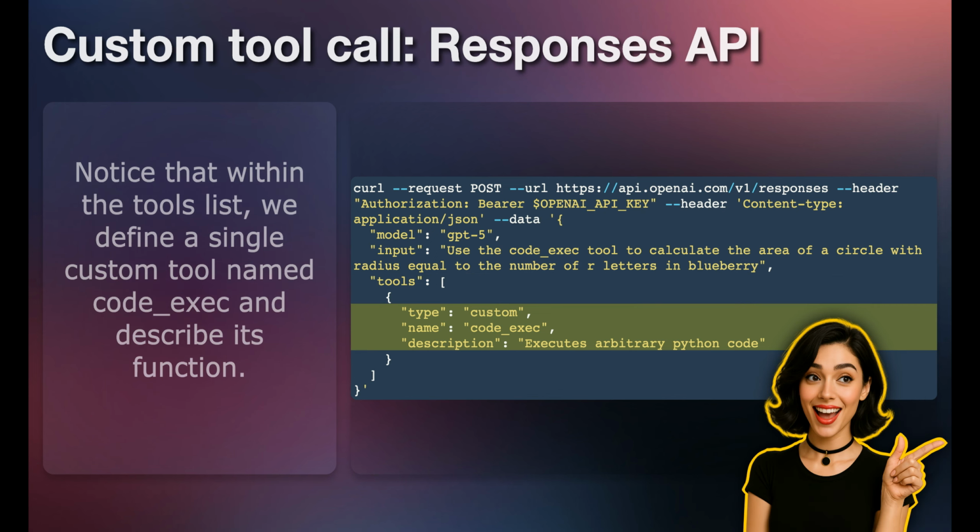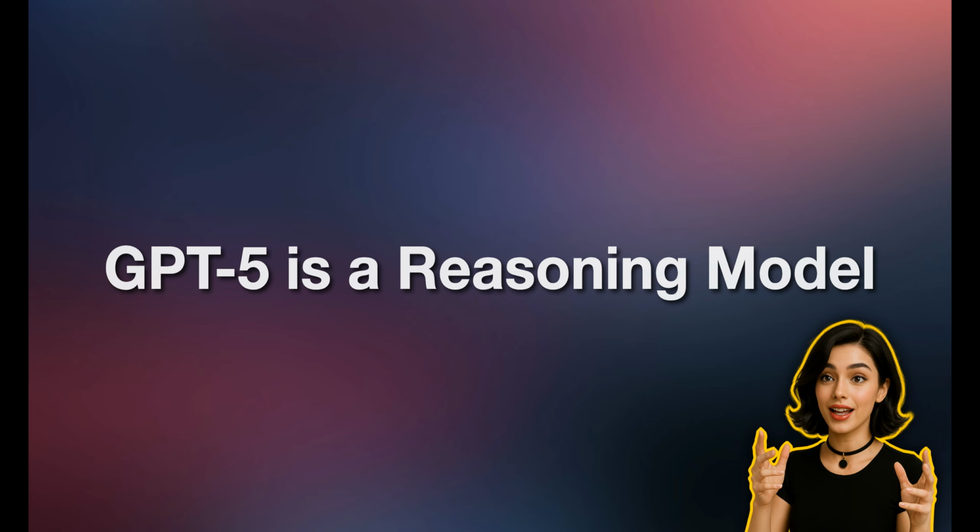Here's how to use the Responses API to call a custom tool for code execution. Notice that within the tools list, we define a single custom tool named CodeExec and describe its function. Now, let's discuss how GPT-5 utilizes reasoning to solve problems effectively.